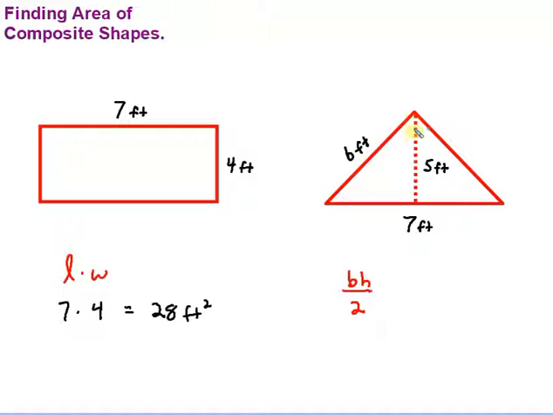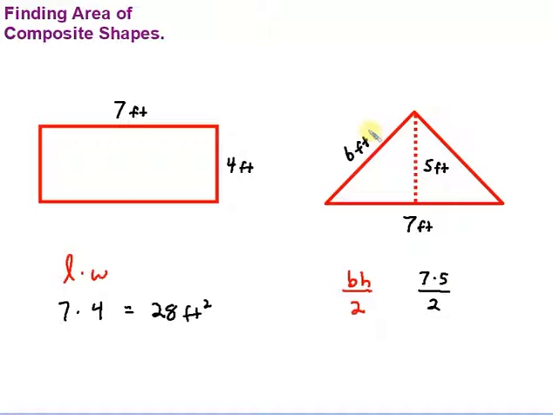Our height is the little dotted line that comes from the vertex of the triangle to the line across from it. And the line across from it is called the base. So our base is 7 feet, and our height is 5 feet. So we have 7 times 5, and then we have to divide that by 2 and we'll have our answer.